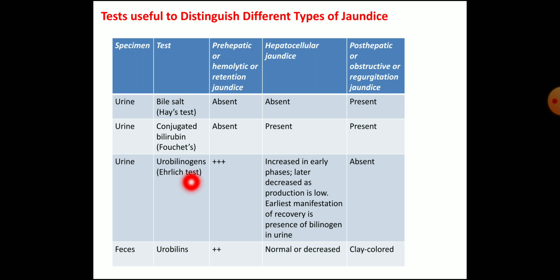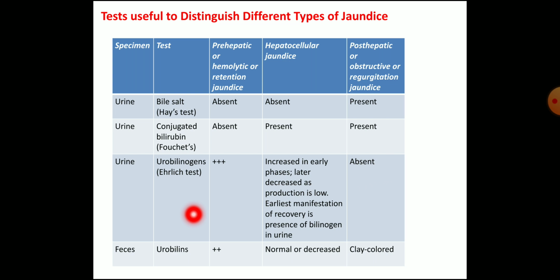Then urobilinogen by Ehrlich's test, it is 3+. It is highly elevated, seen in the prehepatic or hemolytic jaundice, but it is increased in the early phase of hepatocellular jaundice, and later on it may be absent. And its reappearance again shows that there is improvement of the hepatocellular jaundice. And it is completely absent in obstructive jaundice. Remember, urobilinogen will be completely absent in the urine in obstructive jaundice.